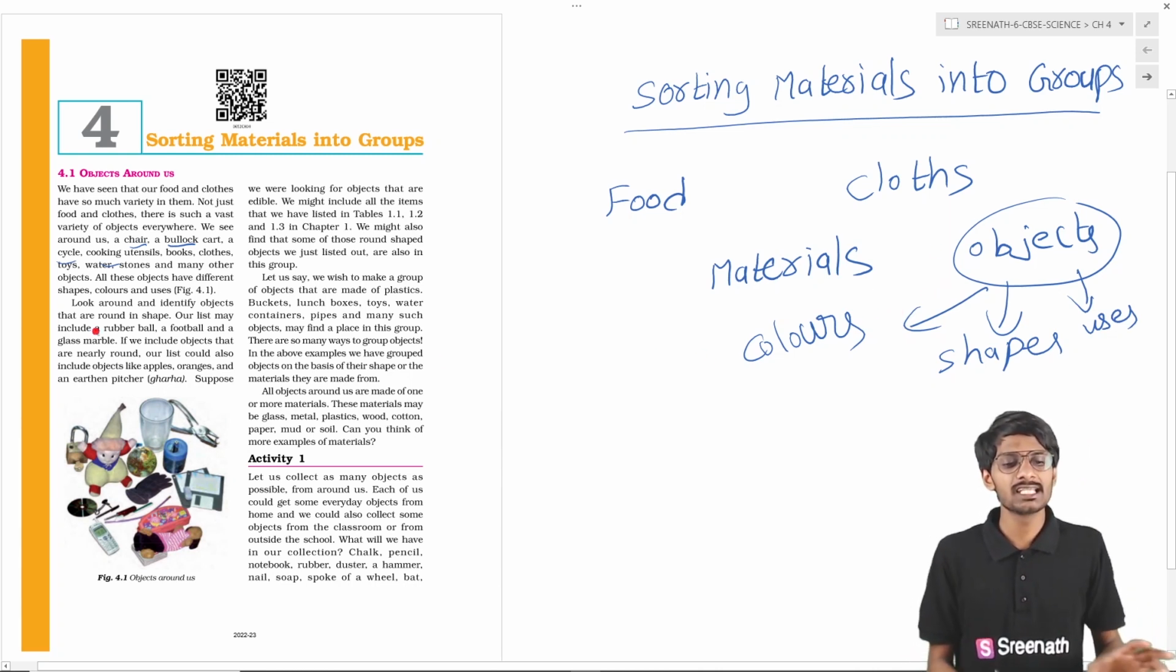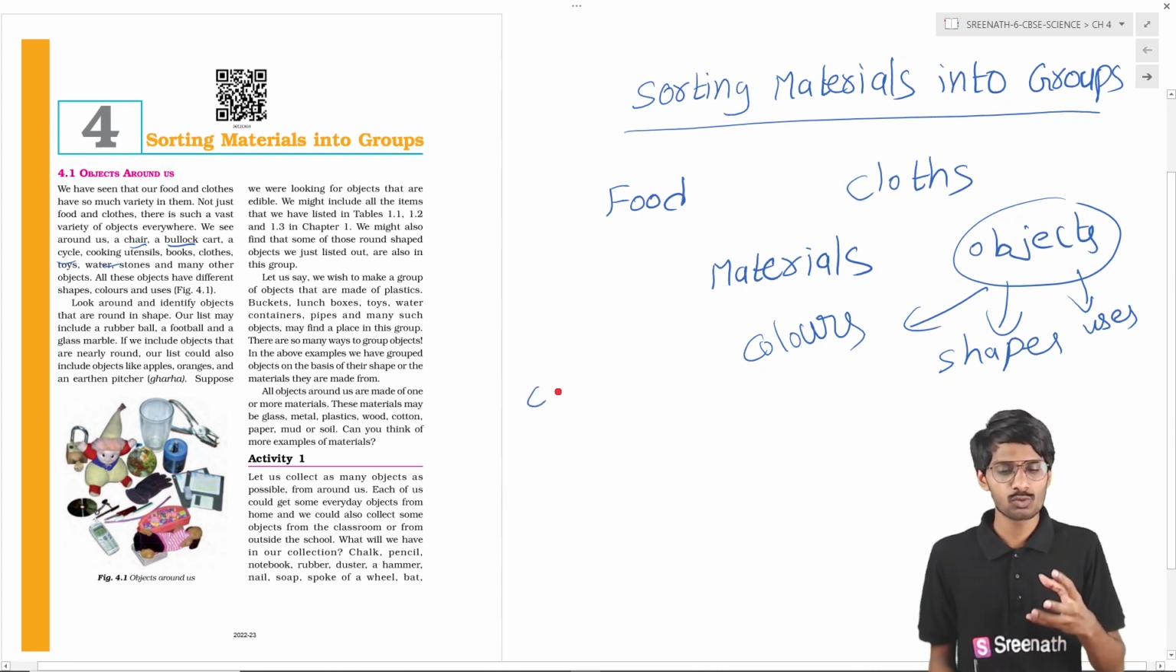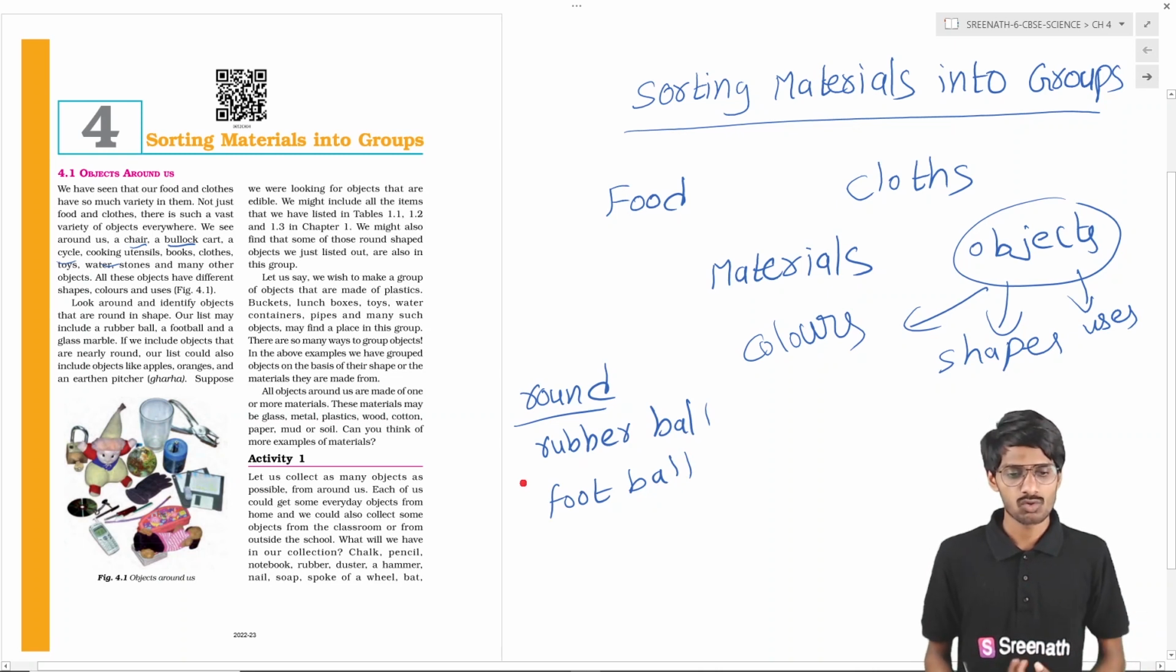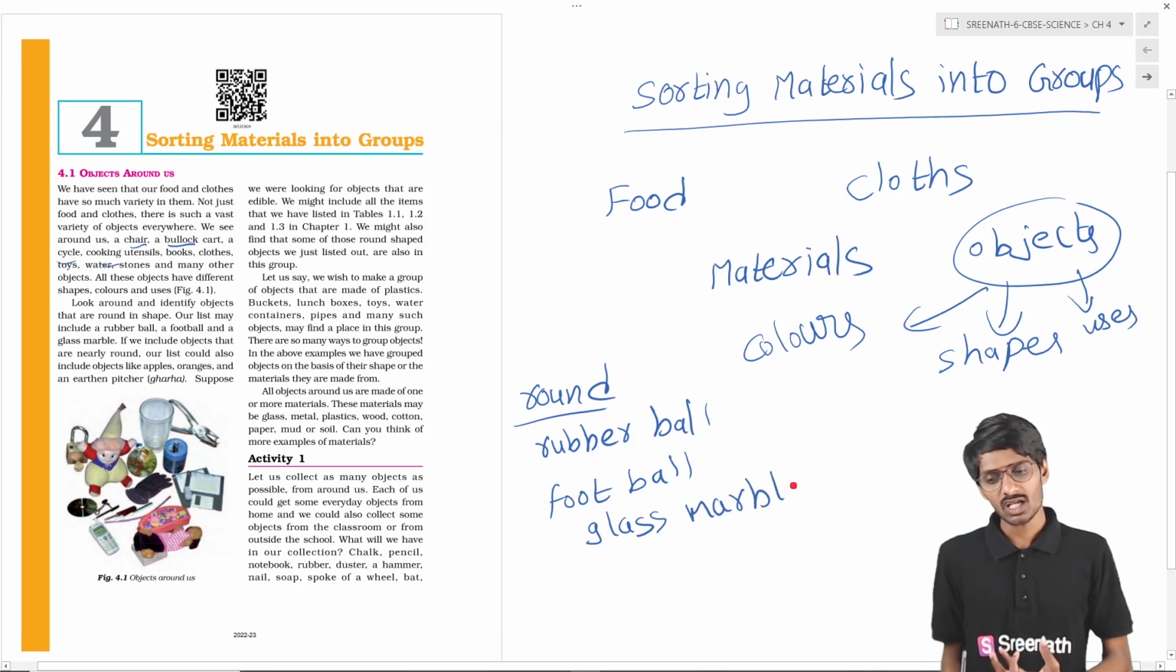Suppose by seeing this picture, let us group some of the objects. Our group constraint: let us group some objects which are round in shape. What are those objects? That is rubber ball. Rubber ball is an object which is round in shape. Football, cricket ball, all balls will come under the round shape. And some glass marbles will also come under round shape.